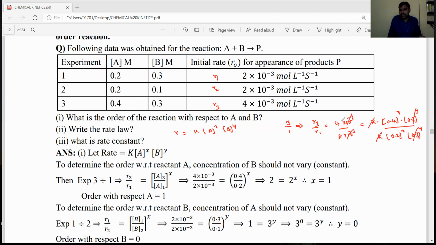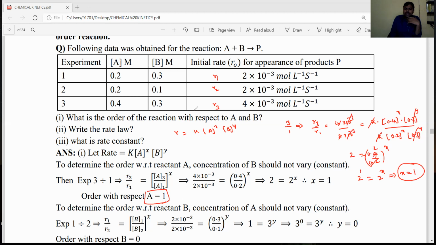Then here 2 is equal to 0.4 whole to the power of X by 0.2 whole to the power of X. The powers are the same, so 0.4 and 0.2 whole to the power of X will come, which is nothing but 2 times. The 2 is equal to 2 power X. 2 is nothing but 2 power 1. From this data, X is equal to 1 we got. So the order with respect to A is equal to 1 because X is equal to 1.